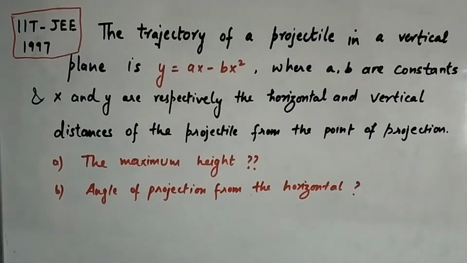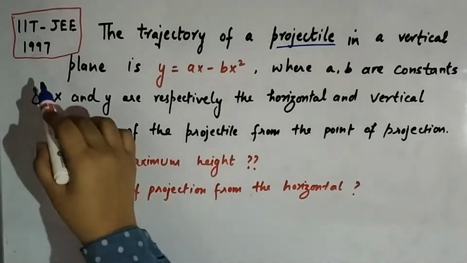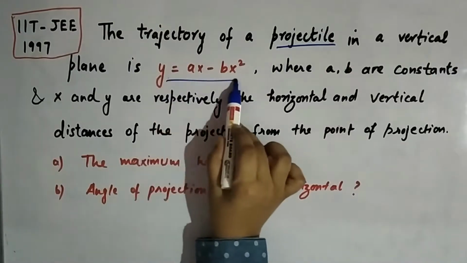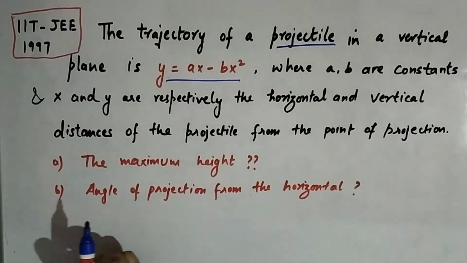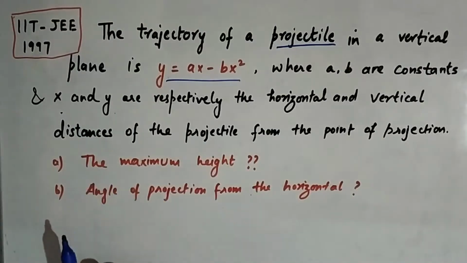Hi, in this video we are covering a question based on projectile motion. This question was covered in IIT JEE 1997. Here we are given the equation of projectile, which is a parabolic equation, and x and y are the horizontal and the vertical distances from the point of projection.